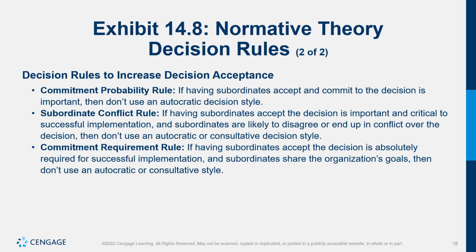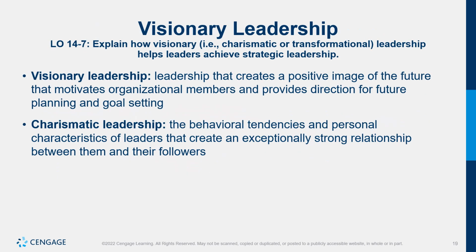Commitment probability rule: if having subordinates accept and commit to the decision is important, then don't use autocratic decision styles. Subordinate conflict rule: if having subordinates accept the decision is important and critical to the success of implementation, and the subordinates are likely to disagree or end up in conflict over the decision, then don't use autocratic or consultative decision styles. Commitment requirement rule: if having subordinates accept the decision is absolutely required for successful implementation, and subordinates share the organization's goals, then don't use autocratic or consultative styles.